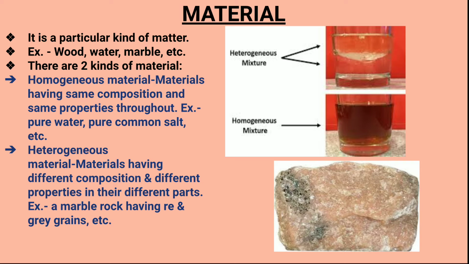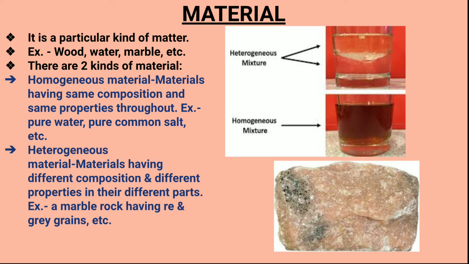Then heterogeneous. A heterogeneous material has different compositions and different properties in different parts of the material. Like a marble rock which has red and gray grains, which you can see from the picture. Some gray spots and some red spots are there. So both the grains are present in that marble. So this is a heterogeneous material.